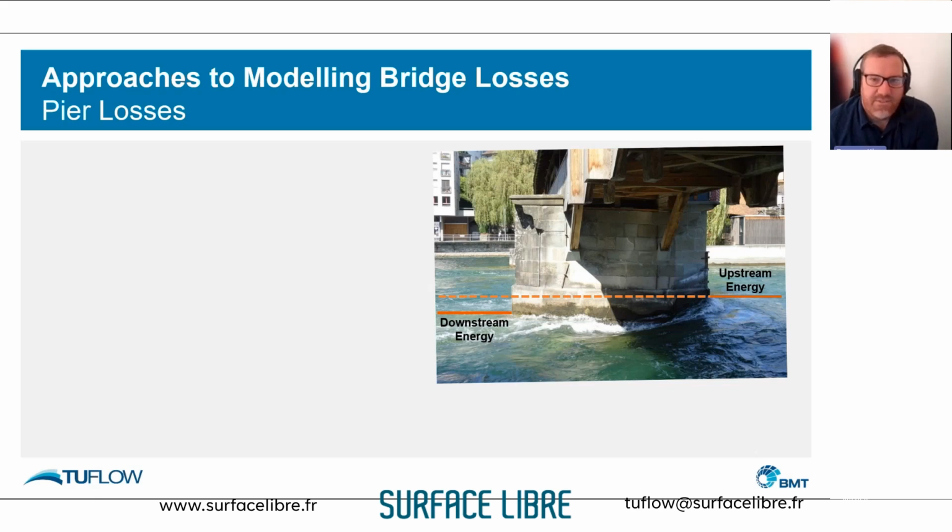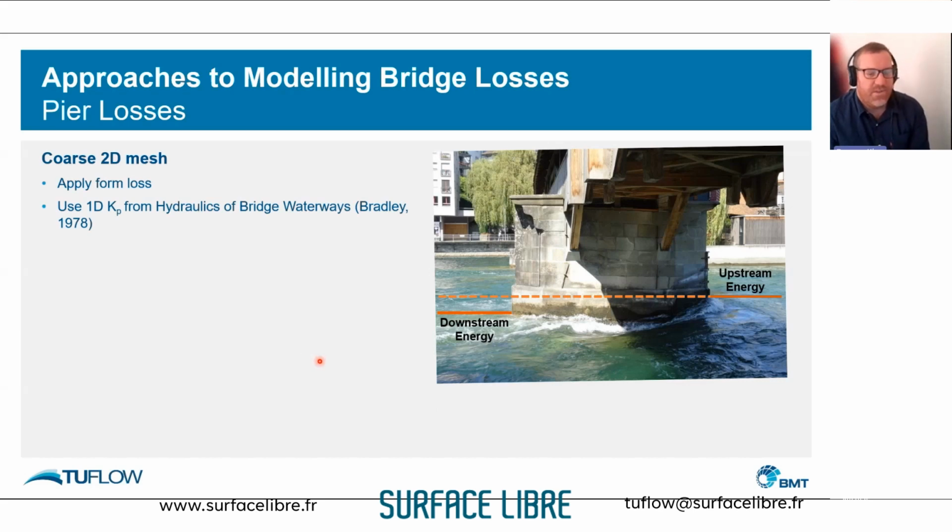Bridge piers form another form of constriction, so they do squeeze water between them. There is a drop in energy levels, and we can see that here. We have the top of our bow wave, and downstream the water has a bit of turbulence but is relatively still. So we have to represent that energy loss associated with the presence of that pier.